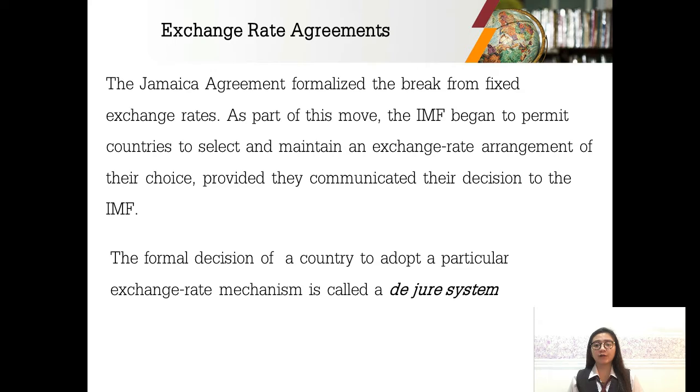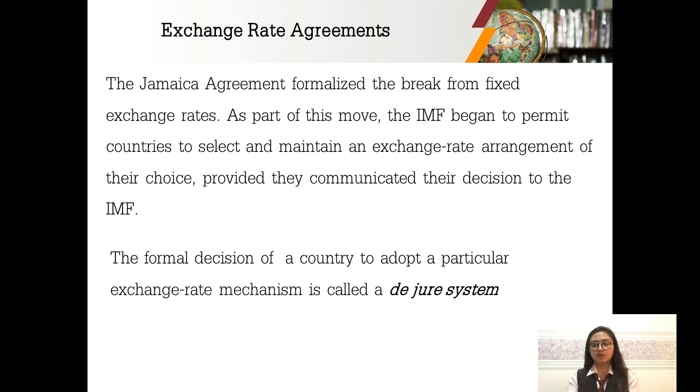The Jamaica Agreement formalized a break from fixed exchange rates. As part of this move, the IMF began to permit countries to select and maintain an exchange rate agreement of their choice, provided they communicated their decision to the IMF. The formal decision of a country to adopt a particular exchange rate mechanism is called a de jure system. In addition to that, the IMF surveillance program determines the de facto exchange rate system that the country uses.